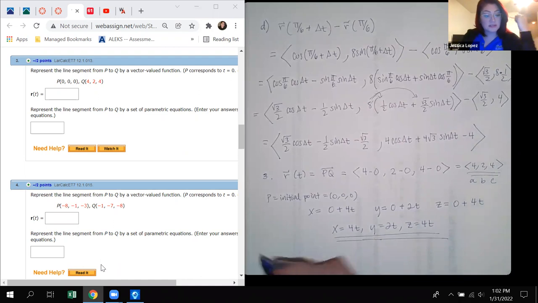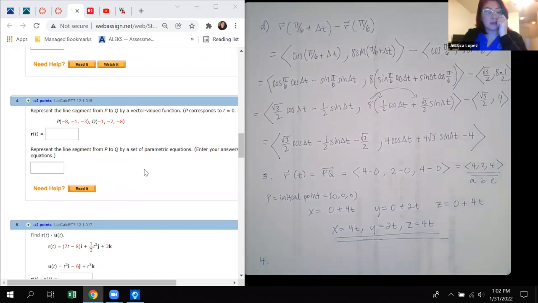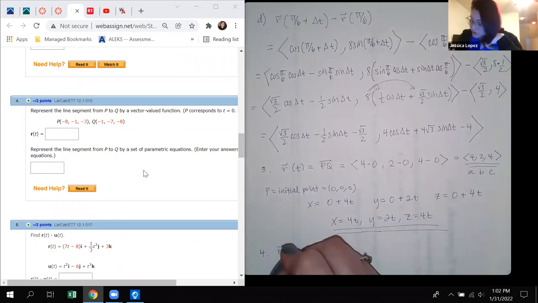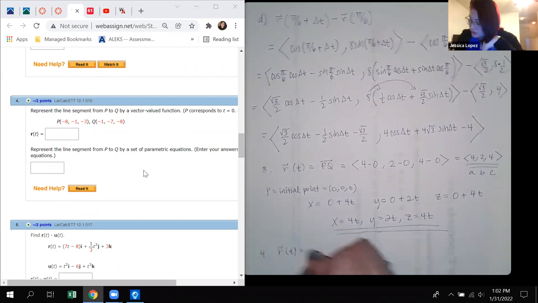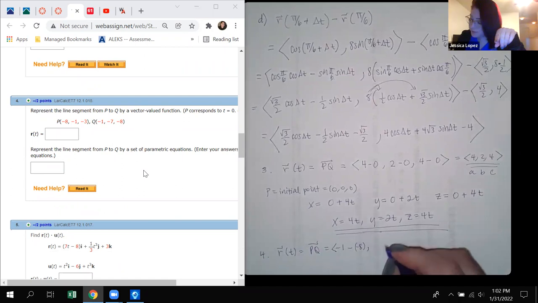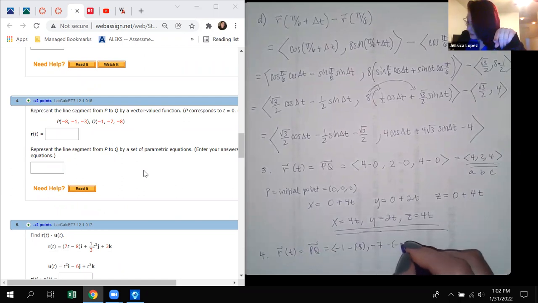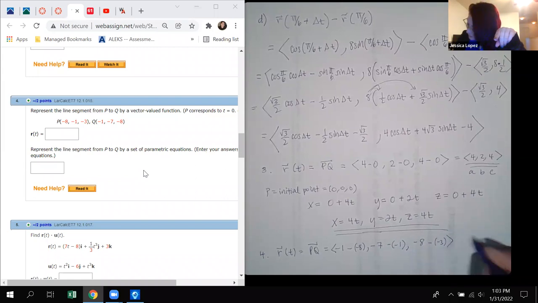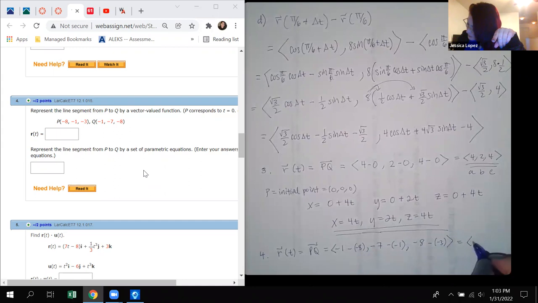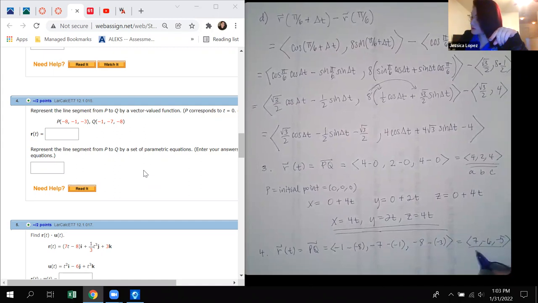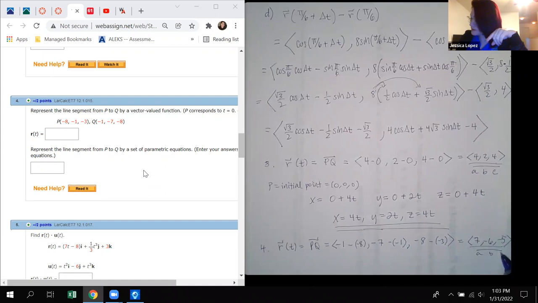Now, number four, let's see. Same thing, it's just the P and Q are different, right? So for the vector, we're still doing PQ. So I'm gonna take the Q coordinate minus the P coordinate, the next Q coordinate minus the P coordinate, the next Q coordinate minus the P coordinate. And so that gives me 7, that gives me negative 6, and that gives me negative 5. Again, this goes in the first box, and this is your a, b, and c.